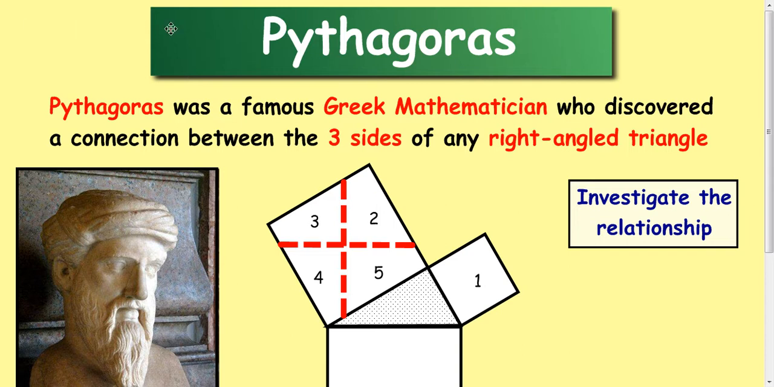In this lesson, we're going to look at Pythagoras' theorem. So basically, Pythagoras was a famous Greek mathematician who discovered a famous connection between the three sides of any right angle triangle. We're going to explore this in this lesson and come up with a formula for Pythagoras, the one that Pythagoras created.